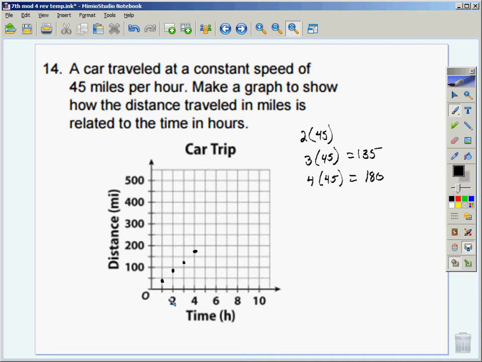I'm going to look for one that I know is for sure on this grid, and I know that if I go to 10 times 45, it would be 450. That would be out here. And I should be able to now connect my dots.